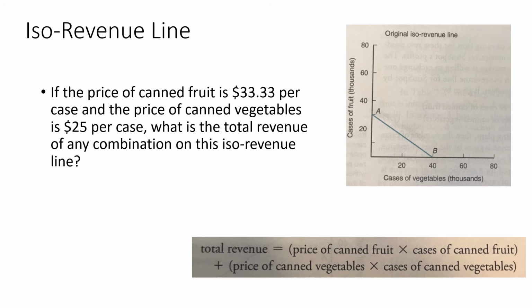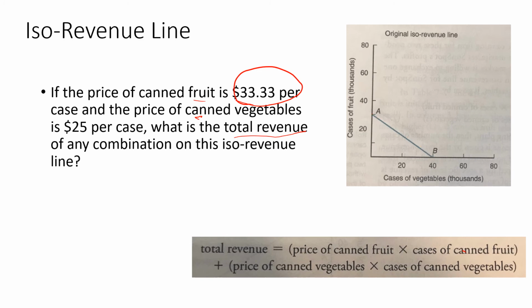So for this particular ISO revenue line, if we keep the prices the same, $33.33 per case of canned fruit and $25 per case of canned vegetables, we're being asked what is the total revenue of any combination of products on this ISO revenue line. So basically how we would do that is take the price of the canned fruit times the cases of canned fruit plus price of canned vegetables times the cases of canned vegetables. It's going to be easiest to calculate that at these extreme points.